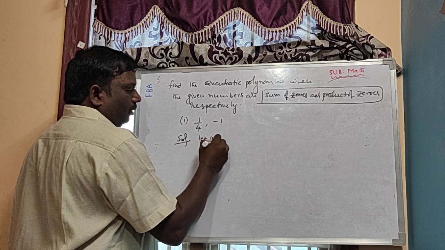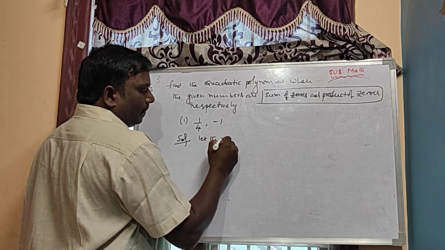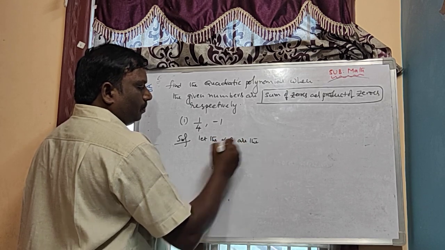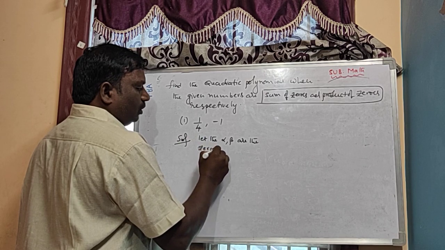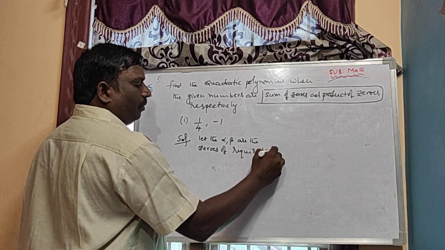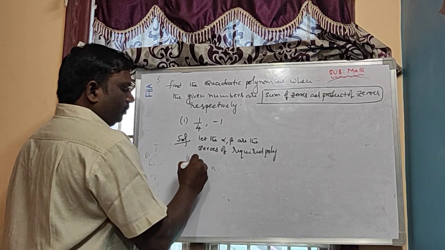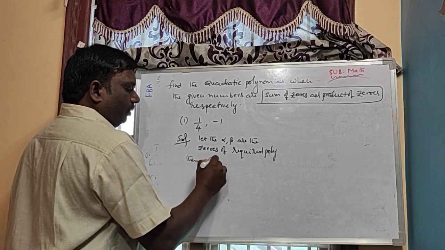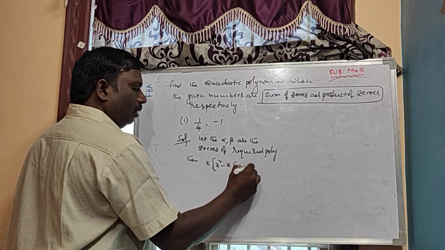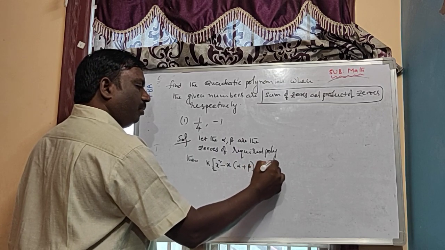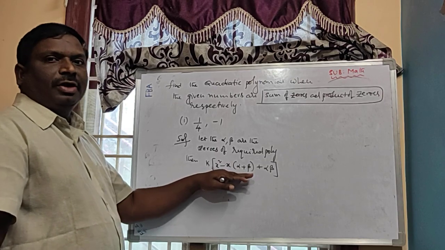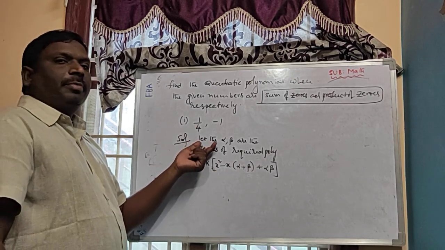Let alpha comma beta be the zeros of the required polynomial. Then k into x square minus x into alpha plus beta plus alpha into beta. This is the required polynomial when they give alpha, beta as the zeros.